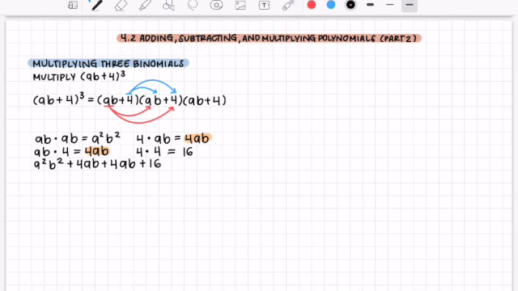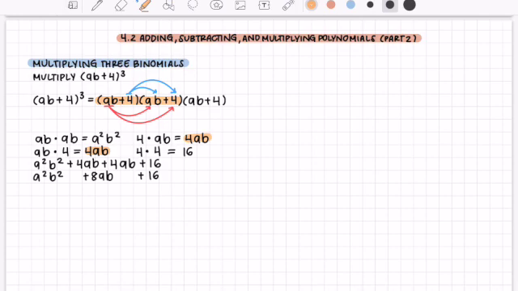And since we have 2 like terms we can combine, we get here a to the power 2 times b to the power 2 plus 8ab. Drop down that plus 16. And that would be my final answer for at least this portion. Okay? There you go. For at least that portion.